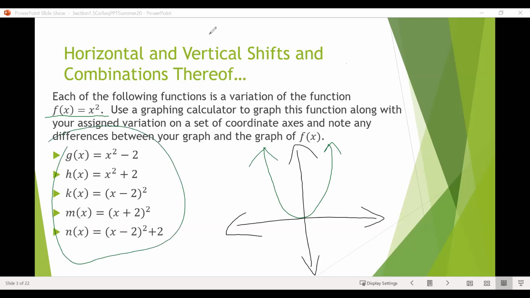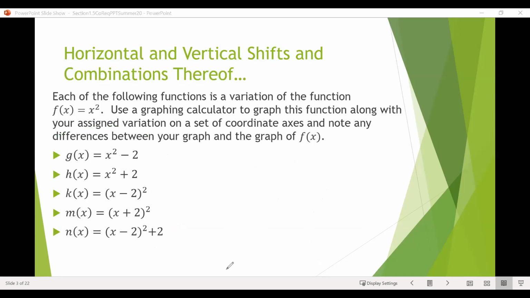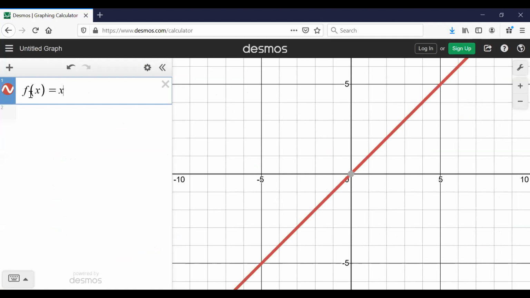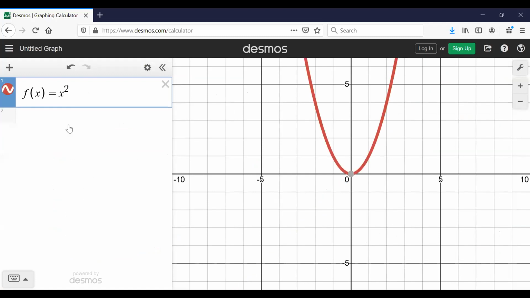So adding numbers on the outside of the x squared, also on the inside of the x squared, and all those sorts of things. So let's look at how this changes the graph. So what I'm going to do is switch over to Desmos here. Okay. And I'm going to start by just graphing that original function, so f of x equals x squared, so that's the red one there.